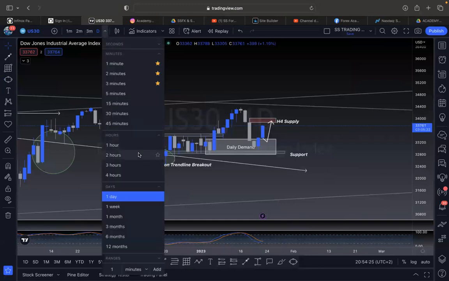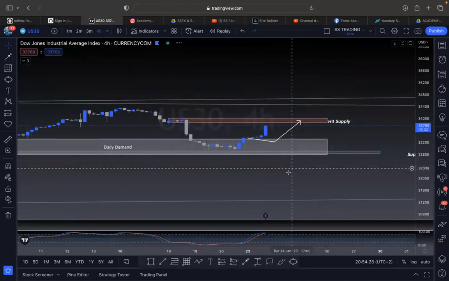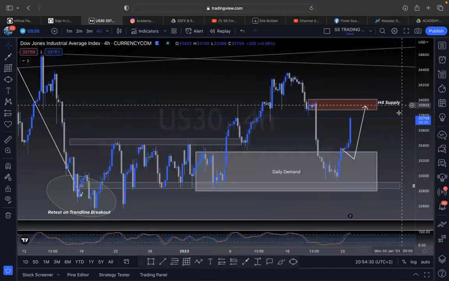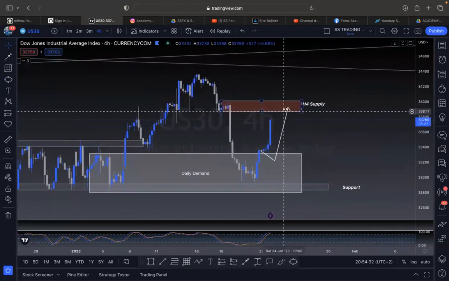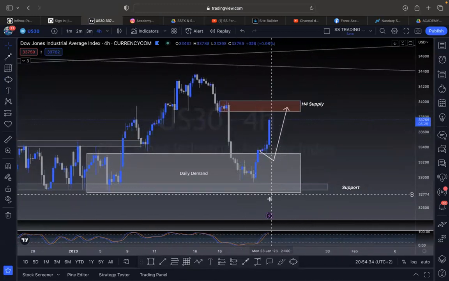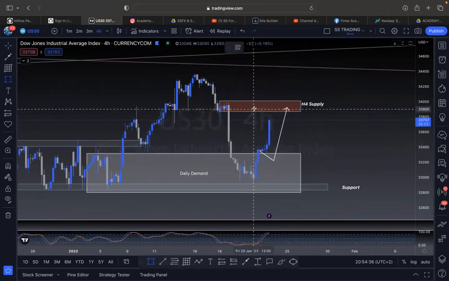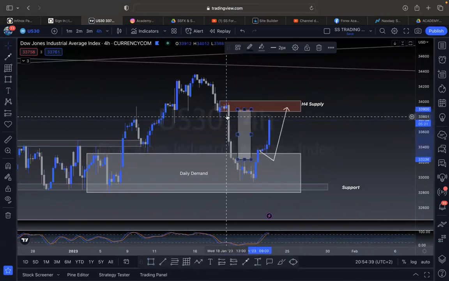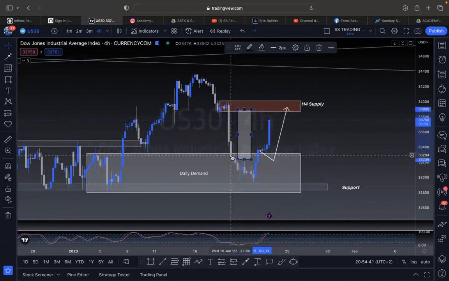I'm going to drop down to the 4-hour so you guys can see clearly. Okay, so there's your 4-hour supply. We're about to tap into it and close out all this imbalanced area here. So we've had all this imbalance which needed to be filled out.